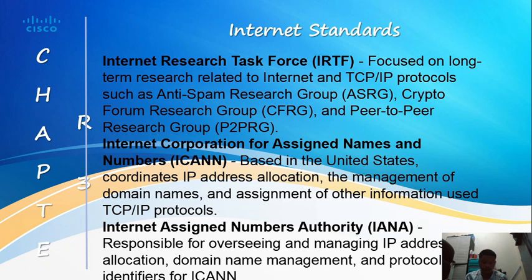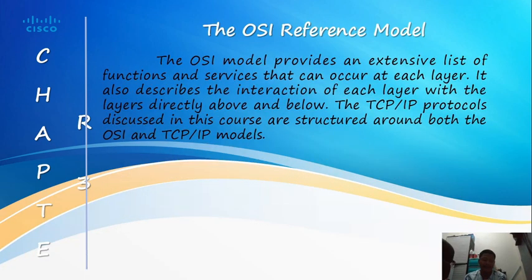Next is the Internet Corporation for Assigned Names and Numbers, or ICANN. Based in the United States, it coordinates IP address allocation, the management of domain names, and assignments of other information used in TCP/IP protocols. Then there is the Internet Assigned Numbers Authority, or IANA, responsible for overseeing and managing IP address allocation, domain name management, and protocol identifiers for ICANN.